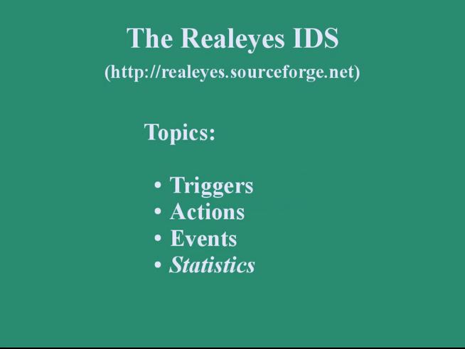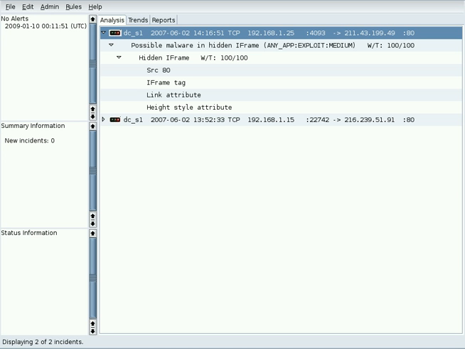The topics to be covered in the Realeyes IDS rule definitions demo are triggers, which are the lowest unit of detection, actions, which are combinations of triggers, events, which are combinations of actions. Statistics are part of the rules definition, but are covered in the reports demo. Rules consist of three levels which are displayed in the incidents on the Analysis tab.